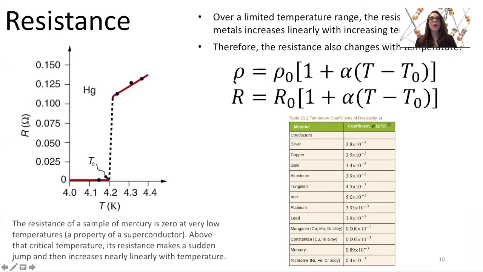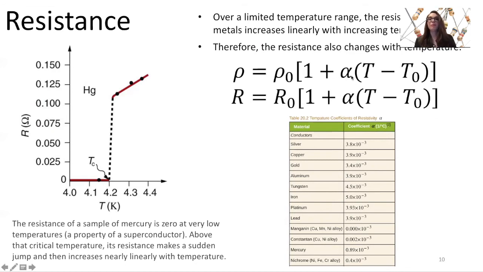Okay, so rho here represents our resistivity. The sub 0 here represents our resistivity, or our resistance, at some reference temperature. Often this reference temperature is going to be 20 degrees Celsius. The same thing with the temperature: T sub 0 is our reference or baseline temperature. And alpha is called the temperature coefficient of resistivity, and it has a unit of inverse Celsius.